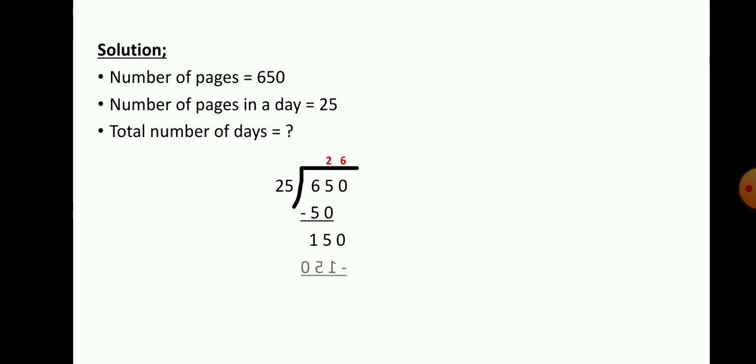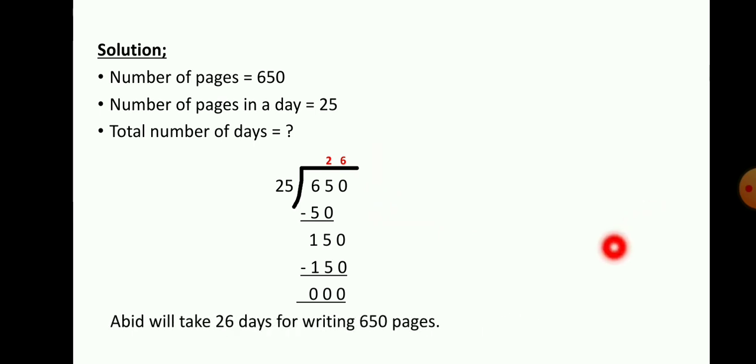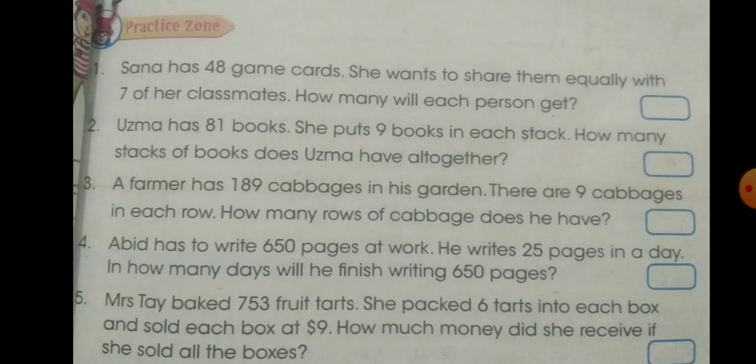Okay. Now we'll subtract it. So the answer is 0, because here is no leftover. So 1 minus 1 is 0, 5 minus 5 is 0, 0 minus 0 is 0. So here is no remainder, and our quotient is 26. So how will we write our answer? We write it like this, that Abid will take 26 days for writing 650 pages. Understood? Now moving towards the next question.